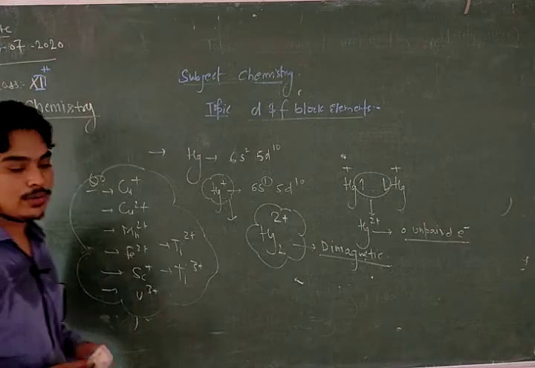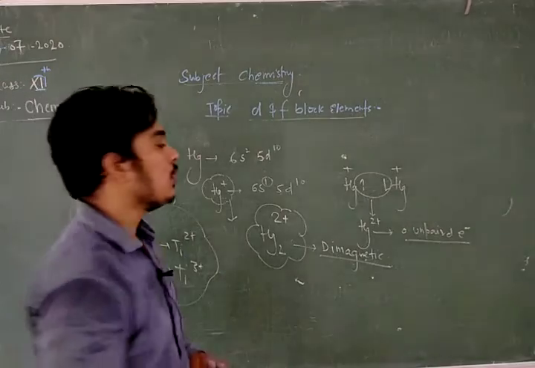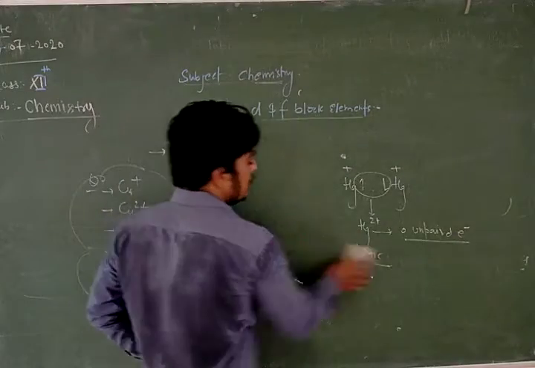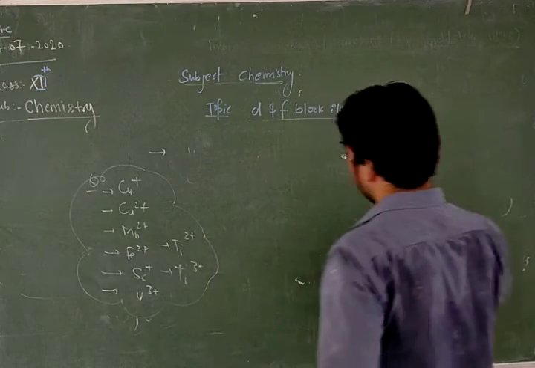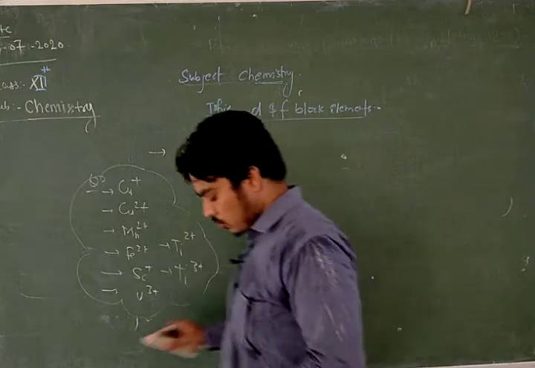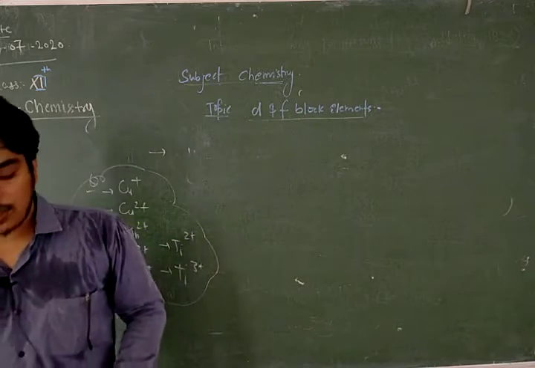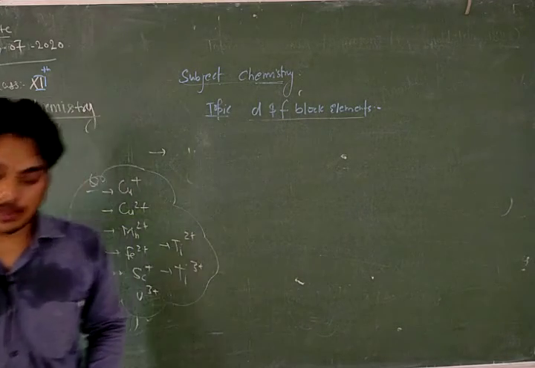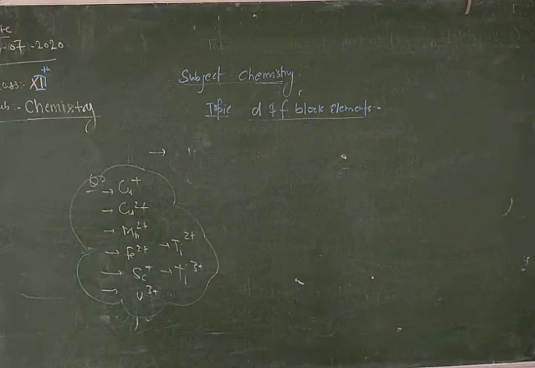This will be noted down in the fair copy of school. So please try to complete the notes of D and F block elements. I am sending you the notes of D and F block elements on the WhatsApp group. Okay, so moving further, what is the next property?